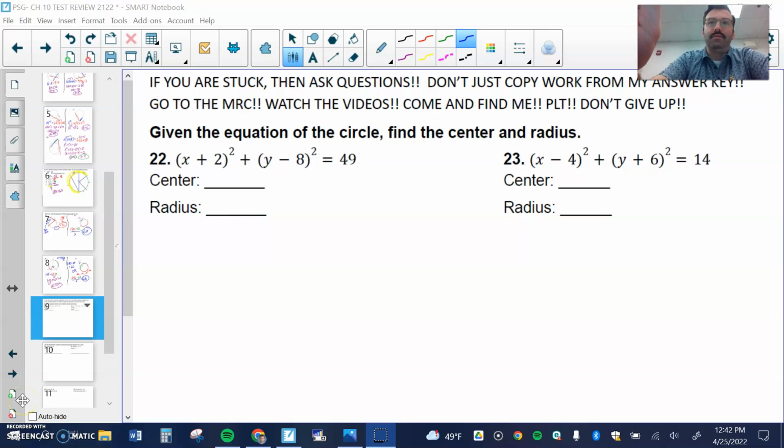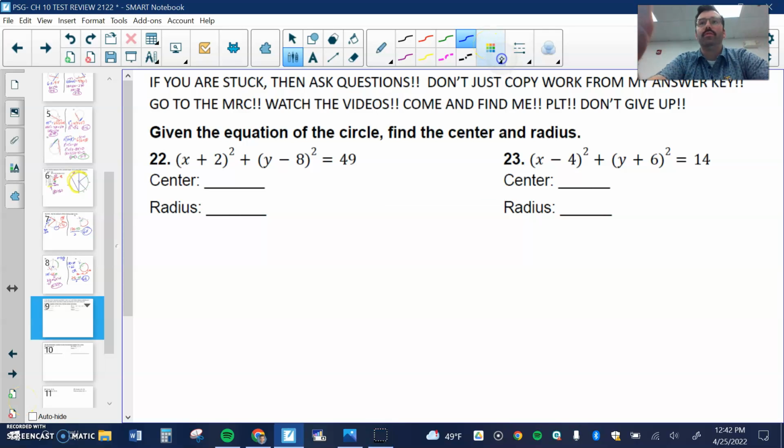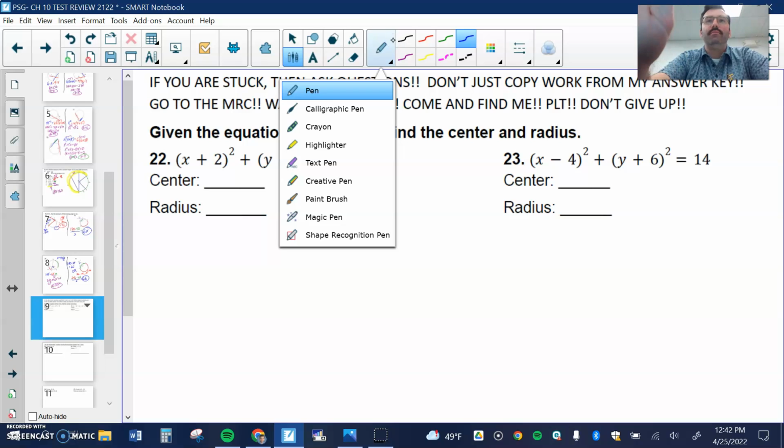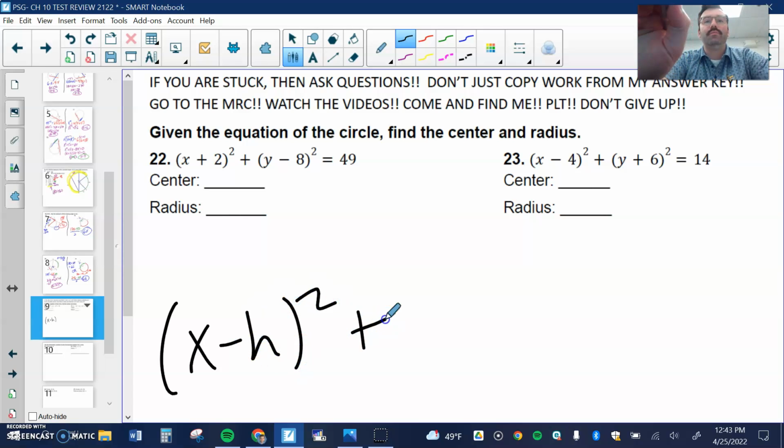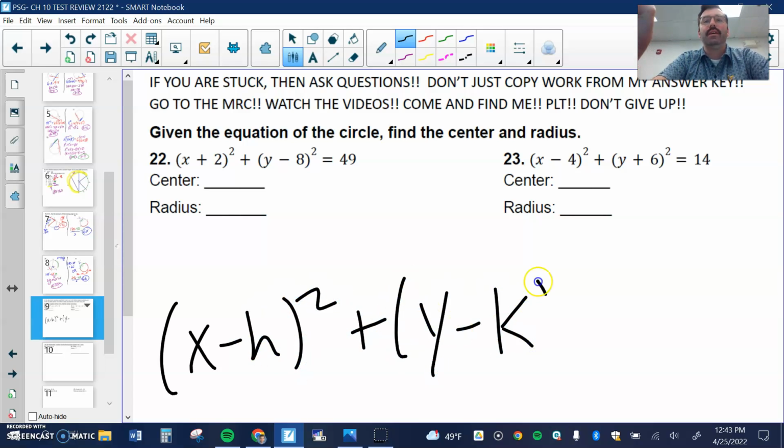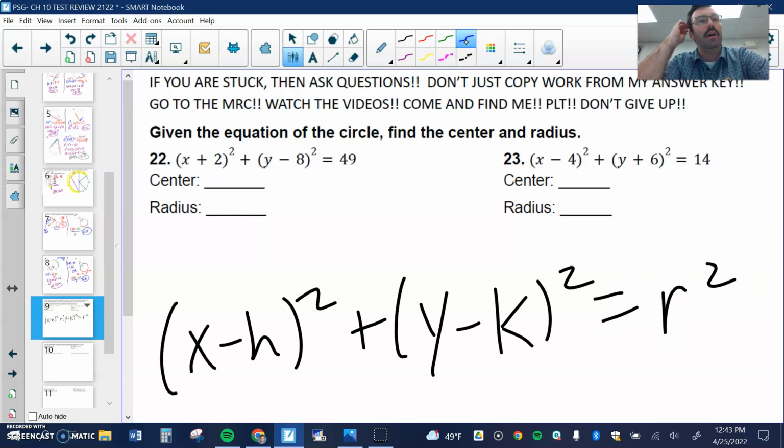Let's talk circles. Circle equation, just in case you need a reminder, it should be on your green sheet by now: (x - h)^2 + (y - k)^2 = r^2. The center is always (h, k). So it's always the opposite.